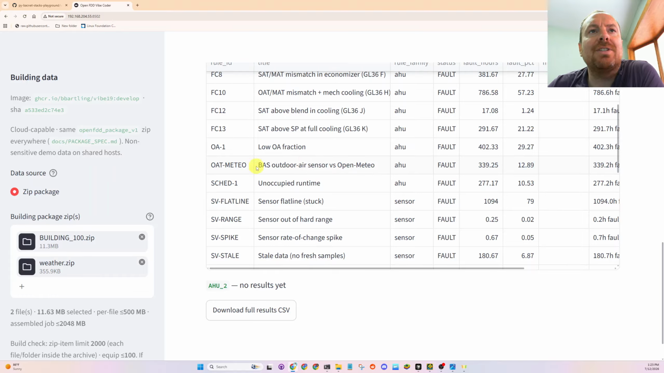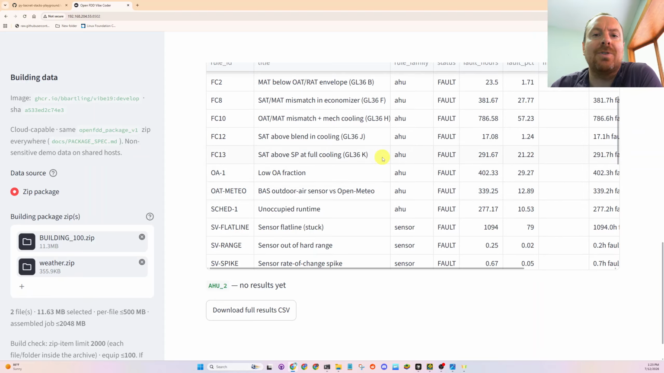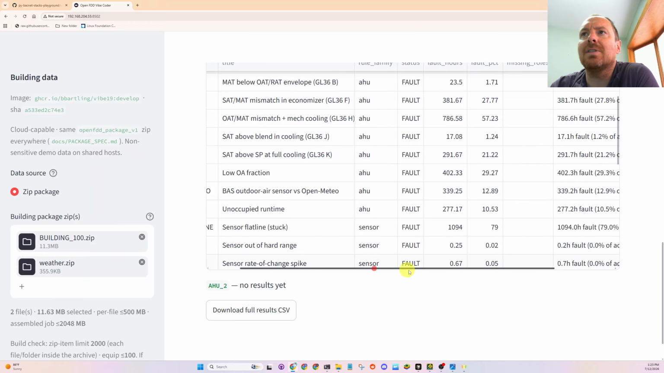If this is a Niagara system, I do have a Niagara widget that will scrape from the Open Weather Map API, and then you can get that web weather data right into the Niagara BAS, and it's pretty solid. Works pretty good. It's free too with an Open Weather Map API call. Low OA fraction, so maybe we can look at that.